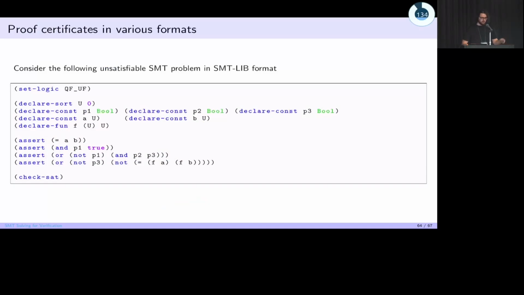And to have a little understanding of a proof, let's look not at a proof like the ones I was showing before, but at a simpler problem, so the proof is a bit smaller. So let's say that I have this little problem here. It's just a combination of Boolean reasoning, inequality, and function reasoning. So this is in the quantifier-free uninterpreted functions logic.